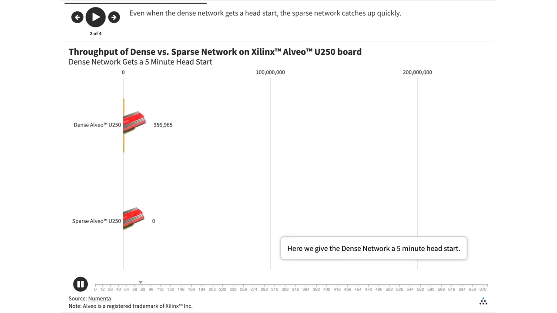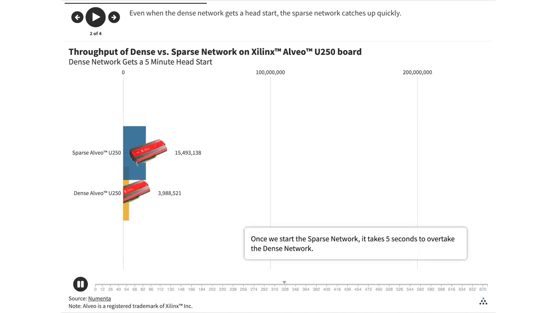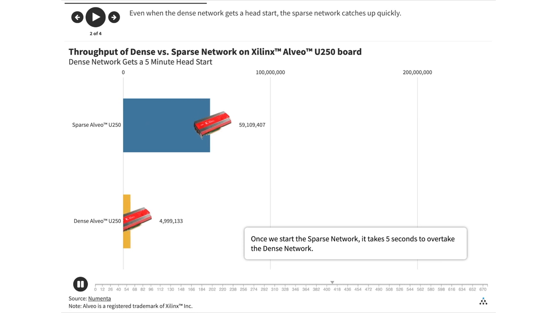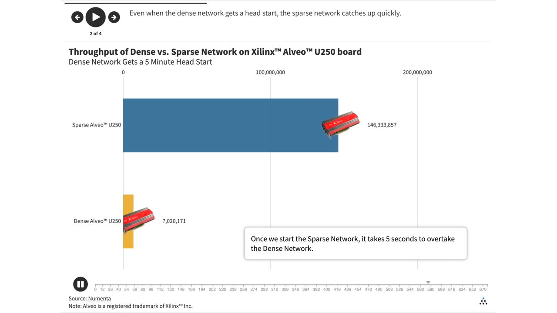Here we show a case where we give the dense network a head start. Specifically, we let the dense network run for 5 minutes before running the sparse network. Even with this 5 minute delay, once it starts, it only takes 5 seconds to catch up and surpass the dense network.